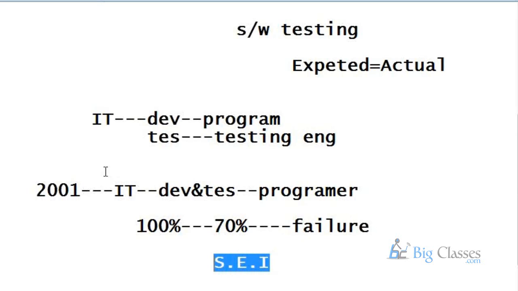Once again, before 2001 in the IT sector, development and testing were both done by the same person, the programmer. At that time, every year out of 100% of the projects, 70% failed. They didn't know why, so IT companies approached SEI, the Software Engineering Institute, established to know the reasons for failure. Finally, SEI analyzed the failures and prepared some guidelines. What are the guidelines?